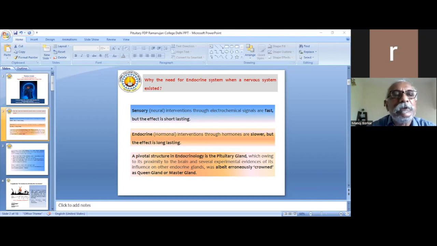Let me quickly recapitulate the points. I've just said that in comparison with the sensory interventions, which happen through electrochemical signals, which in simple words is a combination of both electricity as also neurotransmitters, which operate to bring about an effect, the effect brought about by endocrine interventions requires release of hormones. And as we all know, endocrinology, the science of endocrine glands, is all about these ductless glands. And I say so because these endocrine glands do not have specific conveying ducts.